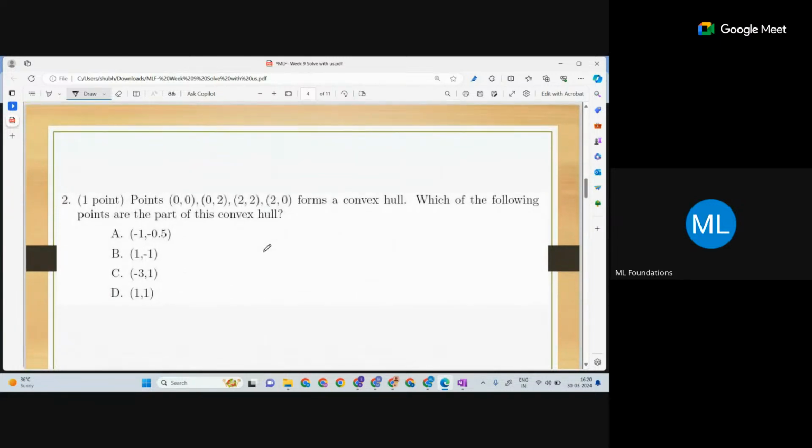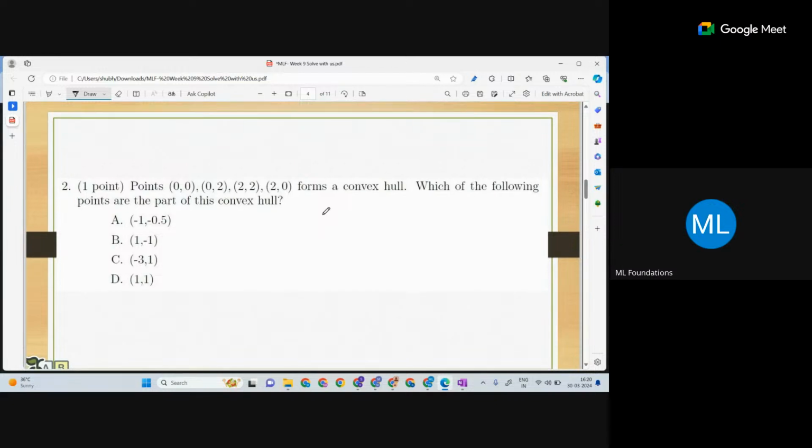And the second problem we have, points are given. These points form a convex hull. In the last session, we discussed what a convex hull is, taking the linear combination with some constraints. Which of the following points are part of this convex hull? So please, if you can solve this.